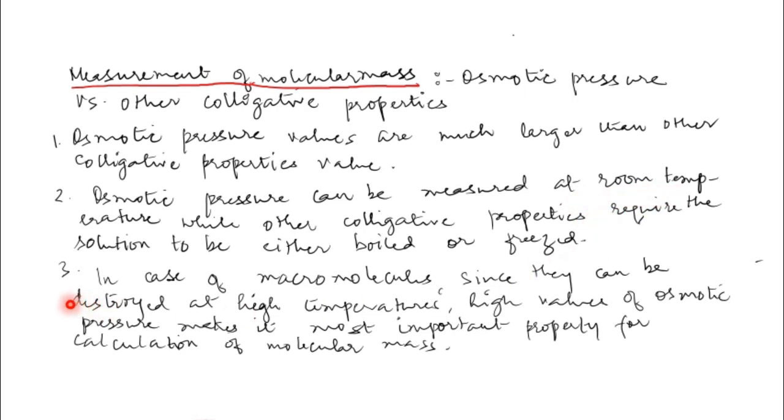And the last advantage of osmotic pressure is that in case of macromolecules, macromolecules means proteins and other biomolecules which get denatured at high temperatures, which get destroyed at high temperatures, can be measured with the help of osmotic pressure rather than other colligative properties. And this question comes frequently, that in case of macromolecules, which colligative property are you going to use? Answer is osmotic pressure.